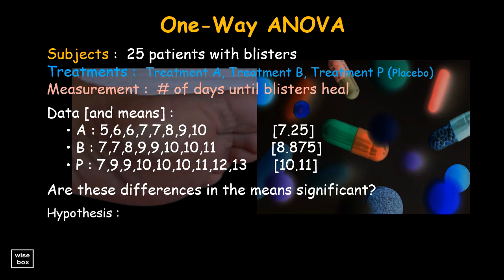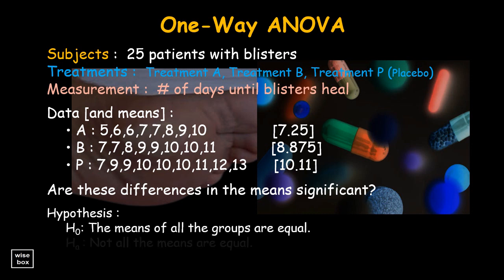The null hypothesis here states, the means of all the groups are equal. The alternate hypothesis, not all the means are equal.